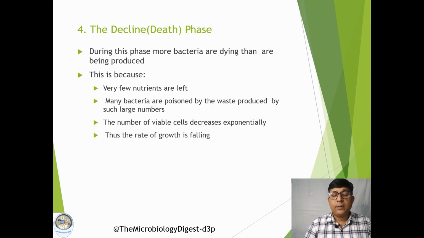So rapidly the growth of the cells will be falling down, and more cells will start dying at a much faster rate. So this phase is called the phase of decline. These are the four different phases of the bacterial growth curve.